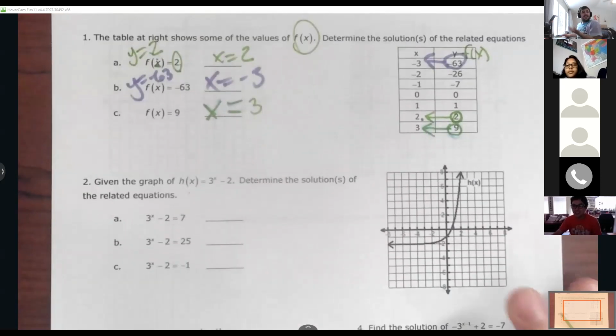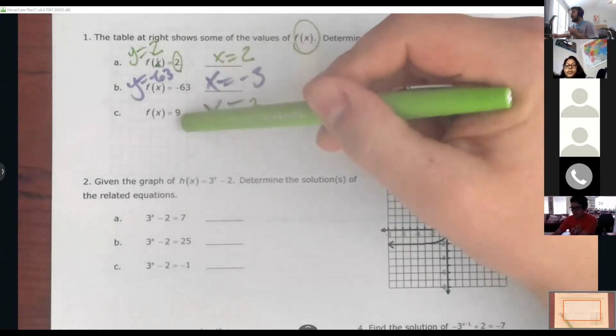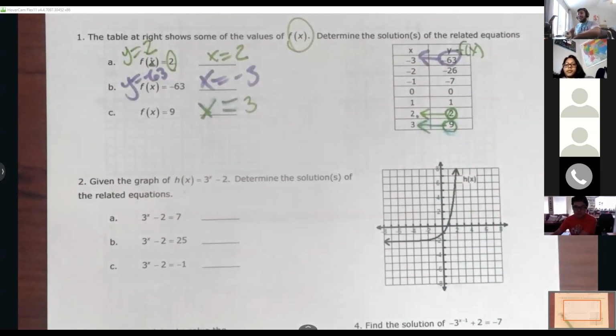All right, so that's how we could use that with the table. If you'll notice, in all of these they gave us y, and then we found the x. That's literally how all of these problems are. They're going to give us a y, and we've got to find the x. That's it.